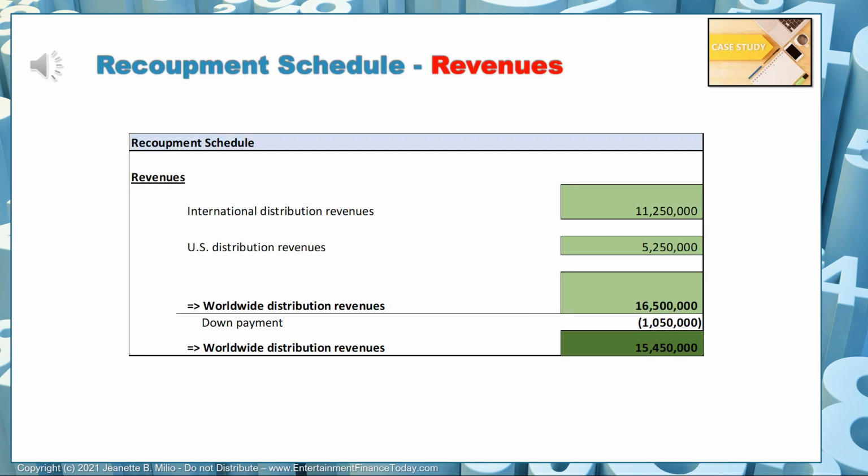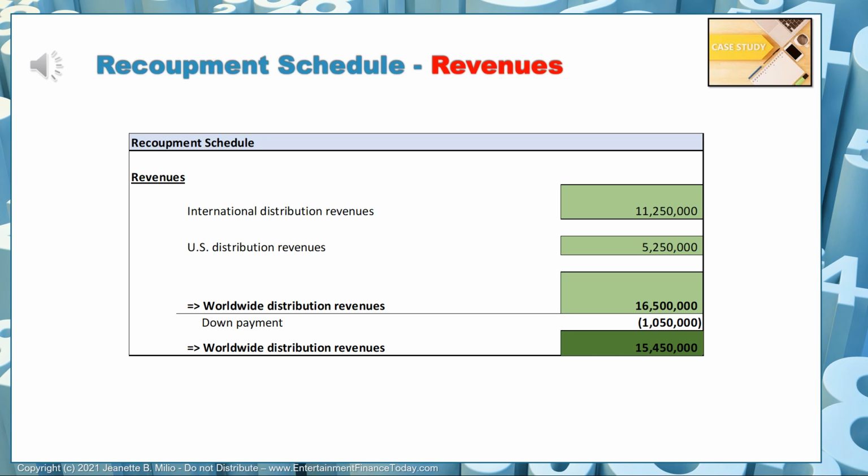As the film is then produced and finished, we get to receive revenues, and we are in this case receiving what we projected. So we are receiving $11,250,000 from the international marketplace in distribution rights revenues. We're receiving $5,250,000 from the US distribution rights, and altogether that's $16,500,000. But of that, we already received $1,050,000 from the distributors as a down payment for the international rights.